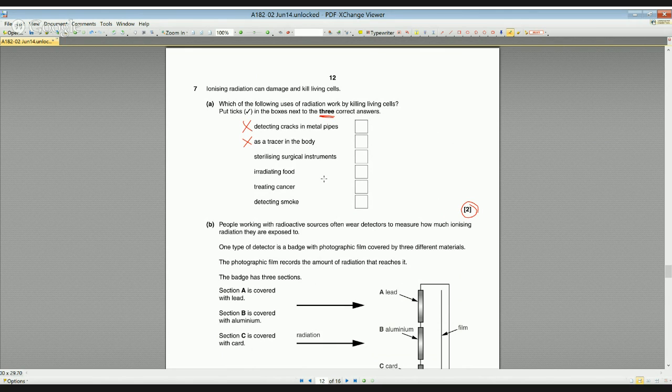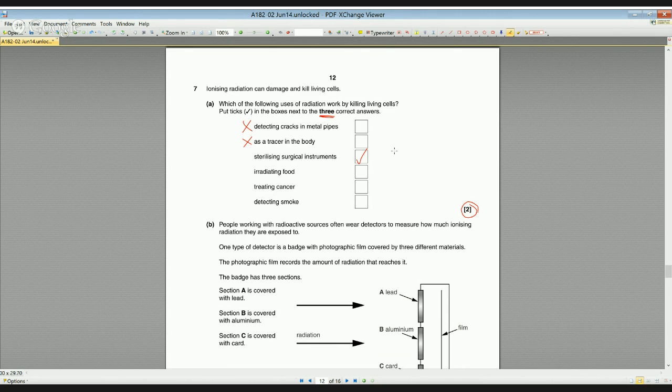Sterilizing surgical instruments. Well, things like scalpels used in surgery, you don't want any bacteria on them. You want to kill anything living on those so that it doesn't infect the patient. So sterilizing surgical instruments definitely is about killing living cells, albeit very tiny single-celled organisms mostly. Irradiating food. This one's very similar. The food that is passed through manufacturing plants is sometimes bathed in gamma radiation. The reason for that is to kill any living cells on it.